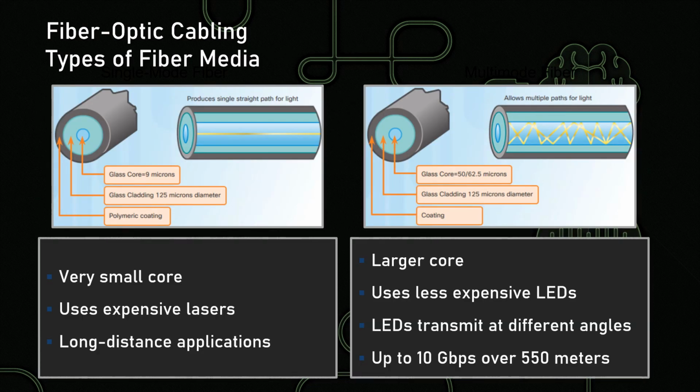So a single mode fiber that we see on the left is going to give us a very small core, uses very expensive lasers to make sure there's a very precise single path for light, and it's good for long distance applications. So we see here the glass core is 9 microns thick. If you want to look up what a micron is, it's very, very thin. The cladding, the glass that goes around the core that's not for transmission purposes, is 125 microns in diameter.